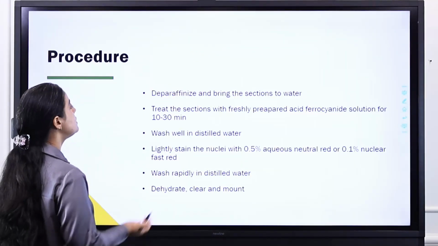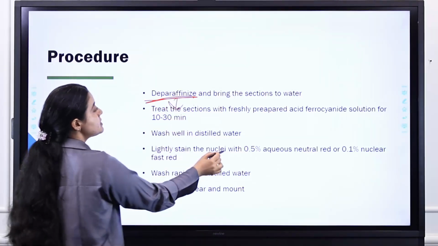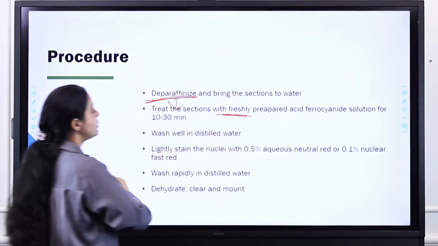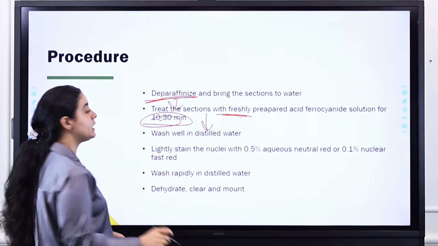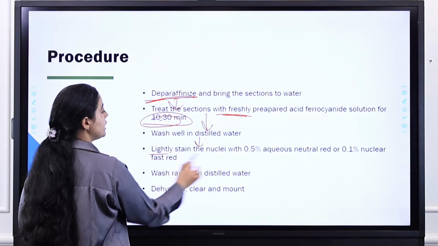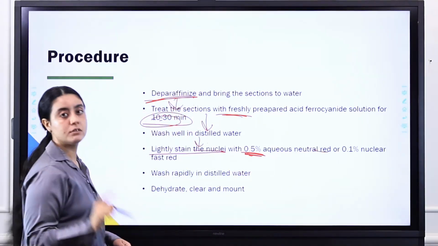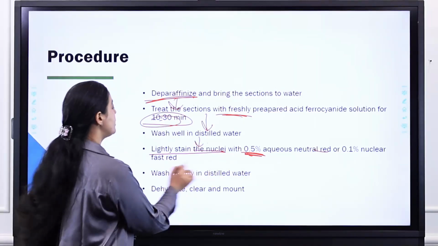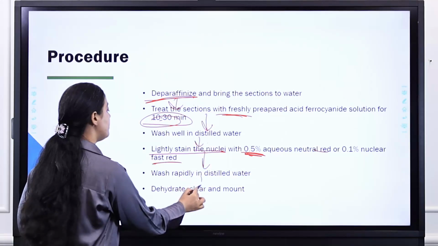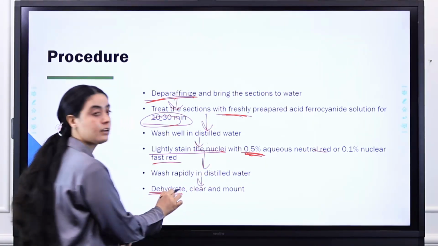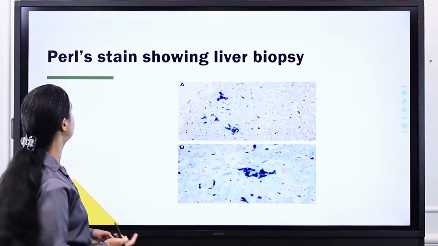Now what will be the procedure? Obviously we have to deparaffinize the slides first. Then we have to treat our sections with freshly prepared ferrocyanide solution for 10 to 30 minutes. Then again we have to wash to remove the excess material. Then lightly stain the nuclei with 0.5% aqueous neutral red or 0.1% nuclear fast red. Then again wash the slides to remove the excess stain. And at last we have to dehydrate, clear with xylene and mount to observe under the microscope.